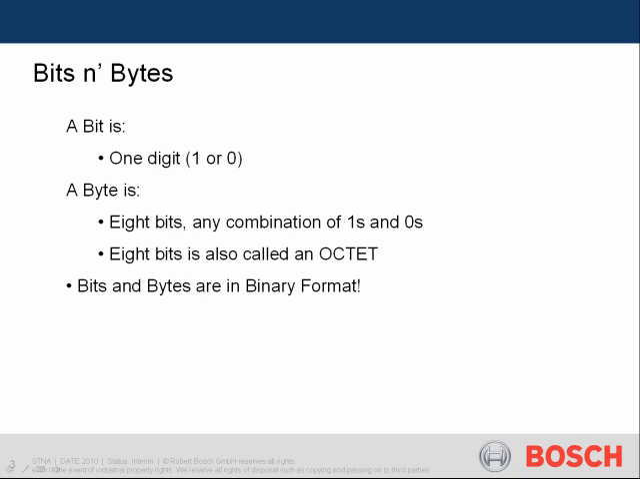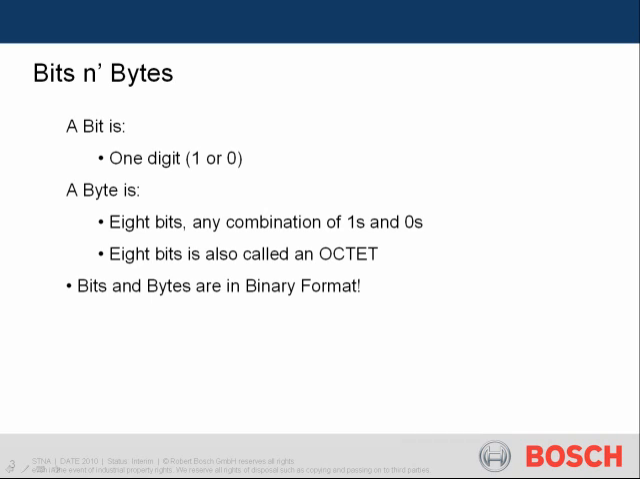A bit is the amount of information that can be stored by a digital device such as a register and can normally exist in only two distinct states, either on or off. When we're looking at a bit, it can either be a 1 or a 0. A byte is 8 bits in any combination of 1s and 0s, and 8 bits is also referred to as an octet. Bits and bytes are in binary format.